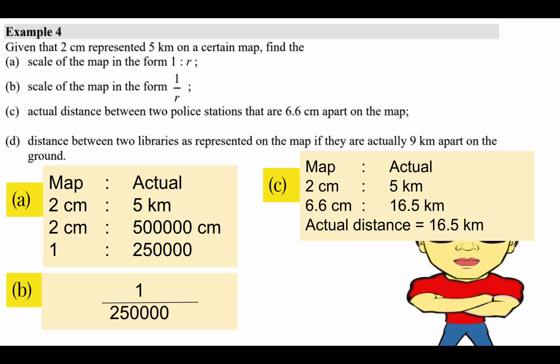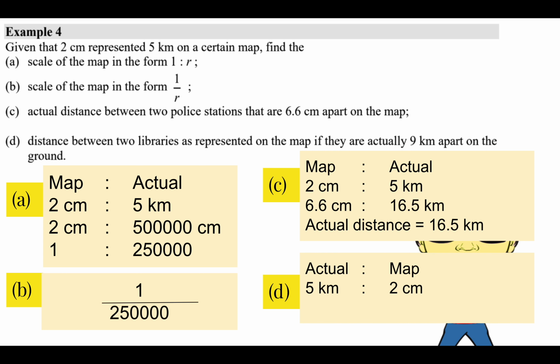Part D, now there are 2 libraries on the map. We want to know how far apart they are on the map when they are actually 9 kilometers apart on the ground. So let's flip the comparison. Actual to map, 5 kilometers is to 2 centimeters. 9 kilometers, right? So we just take 9 divided by 5 times 2. We get 3.6 centimeters. After that, don't forget to give your final statement or context. Map distance, 3.6 centimeters.